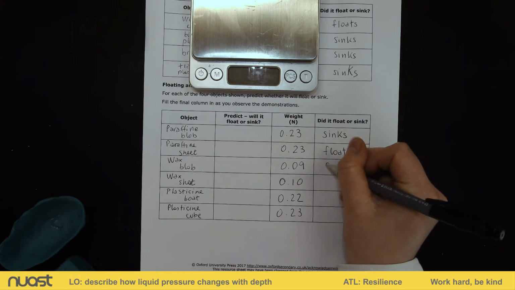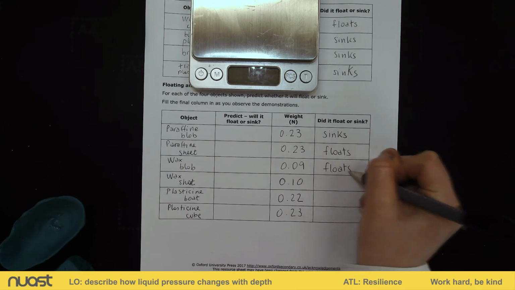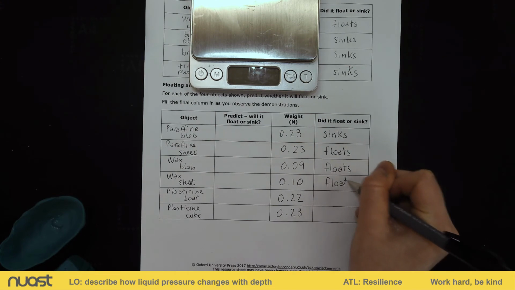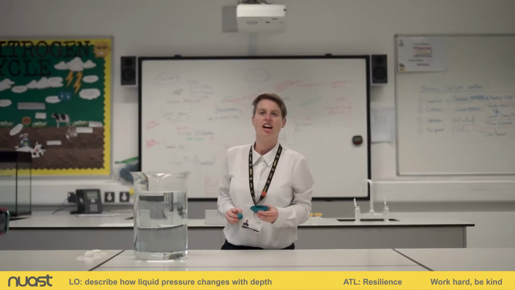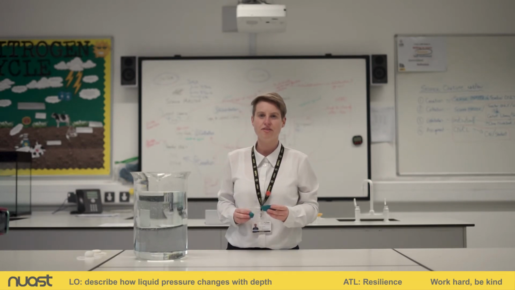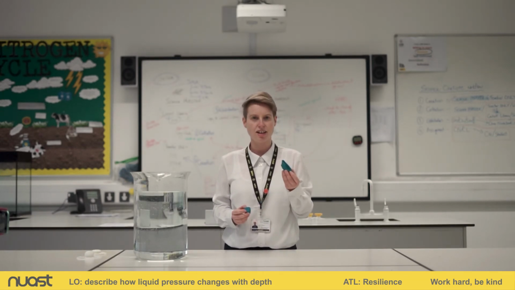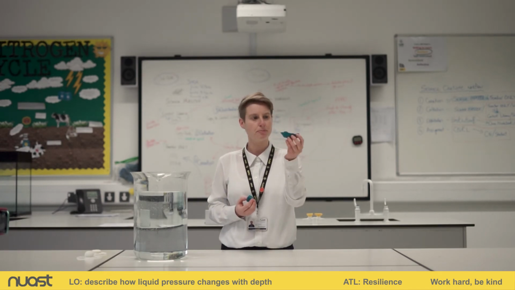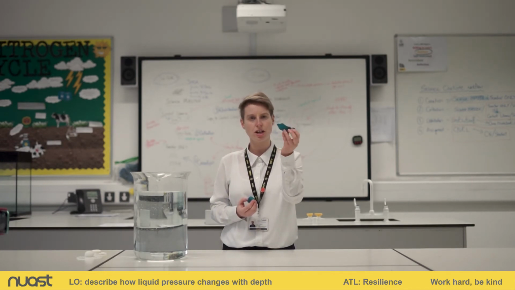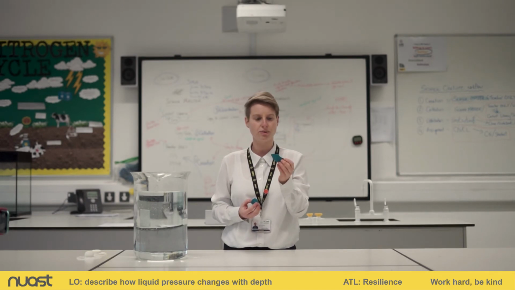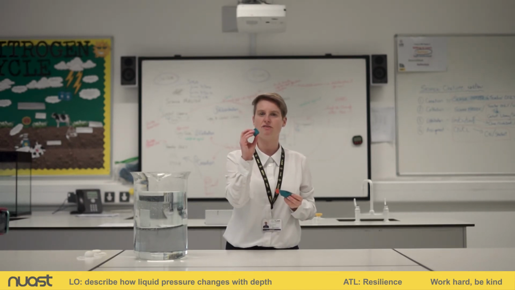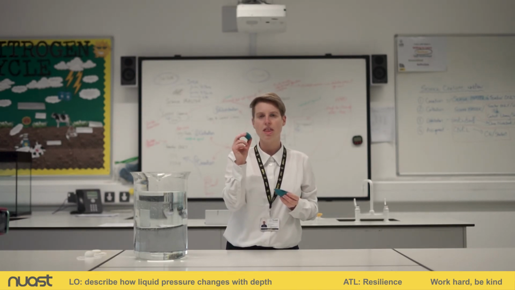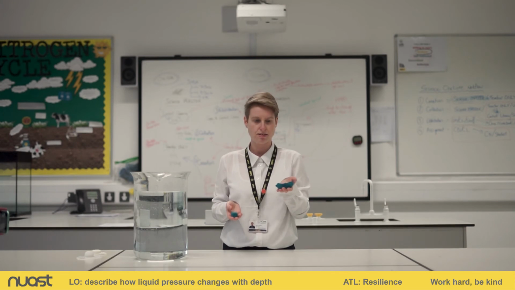Wax blob floats and wax sheet floats as well. Okay, the last thing we need to investigate is the plasticine. Now I made the plasticine in the shape of a boat, as I've shown you before, and then I have just a cube of plasticine, which has the same mass as this boat.